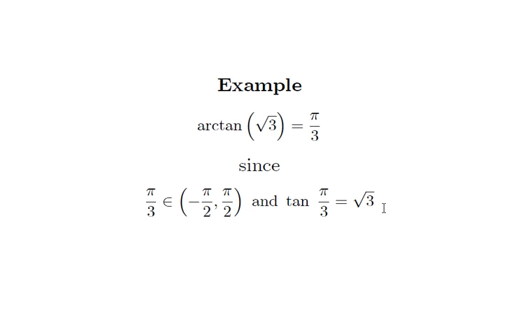Notice that it is well possible to take an angle which is congruent with pi over 3, whose tangent will be equal to square root of 3, but arctangent of square root of 3 cannot be equal to that angle because that angle may not be in the right interval, which is negative pi over 2 to pi over 2.